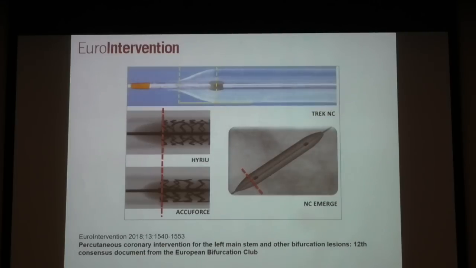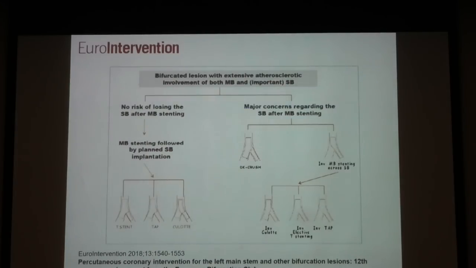خلينا نحكي على two stent strategy from the beginning. Bifurcation lesion with extensive atherosclerotic involvement of both main branch and an important side branch. No risk of losing the side branch after the main branch stenting. You start with the main branch stenting followed by side branch implantation. So LAD مثلا into the left circumflex, بتسوي POT, بعدين ايش بتسوي balloon, and if the balloon doesn't work, you end up transforming it into TAP or Culotte. This is after you plant your main branch intervention.